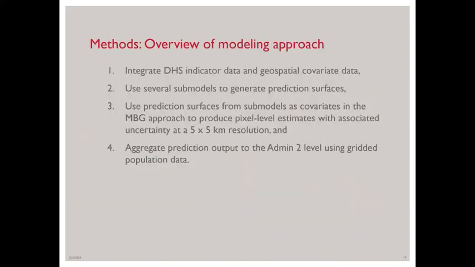So I'll go through a brief overview of the methods. I won't go into too many of the technical details, but we'll have references for further detail. So the first step here is to integrate the DHS indicator data and the geospatial covariate data.